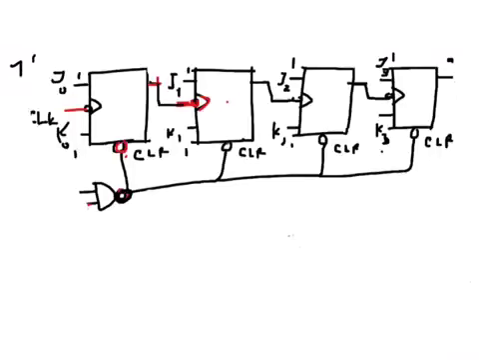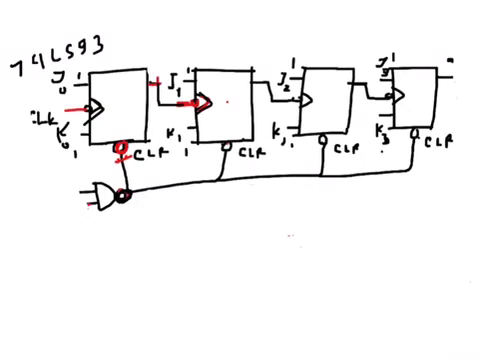This is a 74LS93 IC. It has 4 JK flip-flops and falling edge clocks. There are 4 clear buttons here. The clear button means whenever the clear button is active, that is whenever this one is 0, the output becomes 0 for each of the flip-flops.